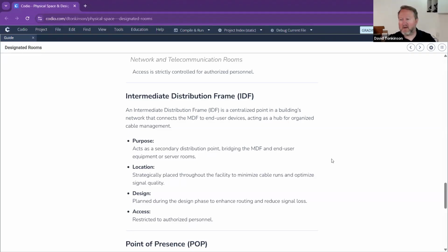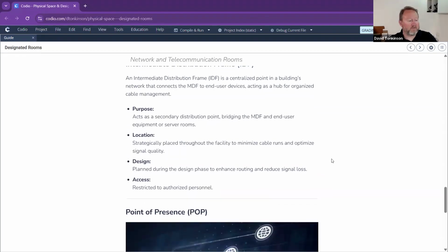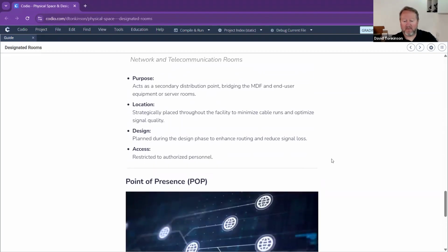And they're just finishing off the network and telecommunications rooms. I think we'll probably go for a 15-minute break after we've had this piece.